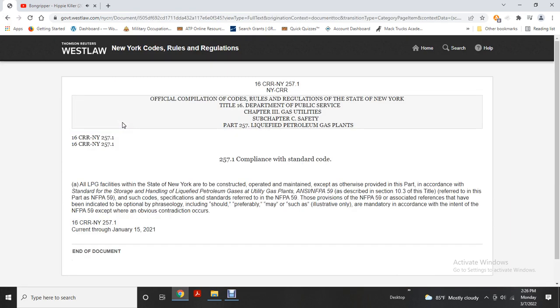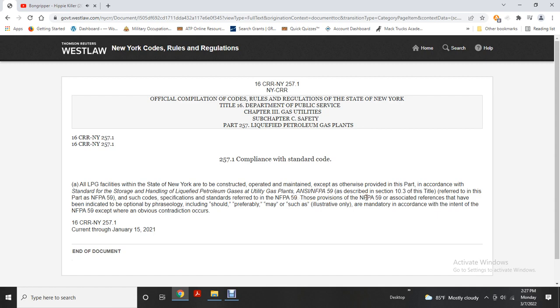257.1, Complying with the standard code. A liquid petroleum gas facility within the state of New York shall be constructed, operated, and maintained, except as otherwise provided in this part, in accordance with the standard for the storage and handling of liquid petroleum gas for utility gas plants, ANSI and National Fire Protection Association 59, as described in Section 10.3 of the title referred to, and in this part. Such code specifications stand with reference to the National Fire Protection Association 59.